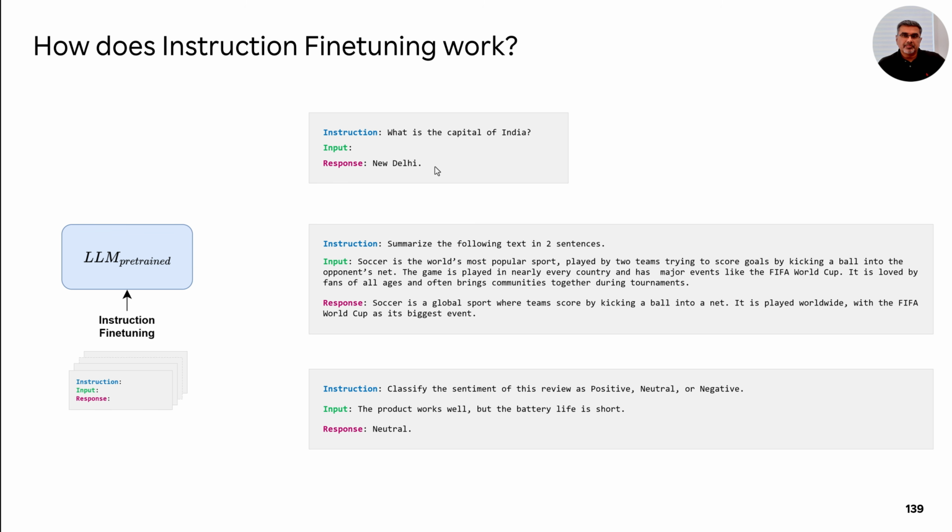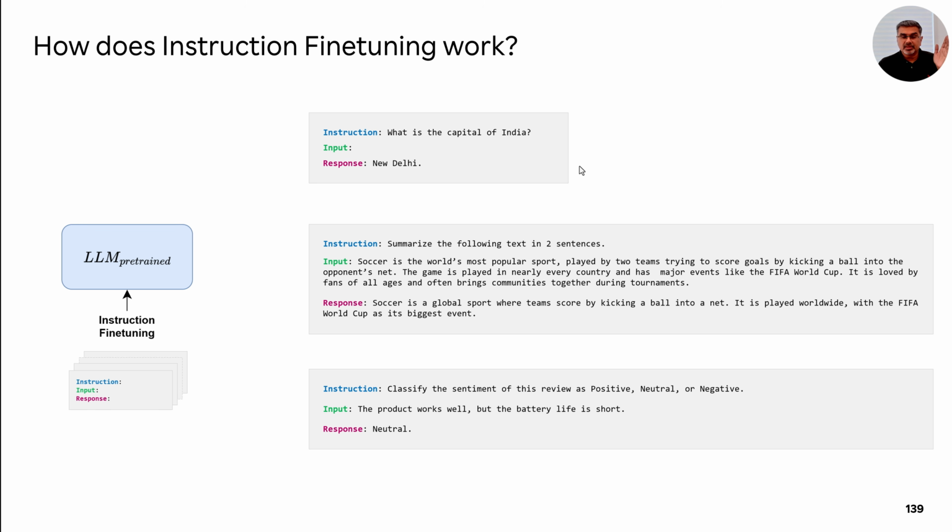Or instructions can be more complicated, things like summarize the following text in 2 sentences, and the input will be this entire big blob of text, and for the response you'll show the human-generated summary for this huge blob of text. Because the instruction says in 2 sentences, you would just give 2 sentences in your response. Or the instruction could be classify the sentiment of this review as positive, neutral, or negative, and you give it a review and then provide a response. So again, as you can see, the idea here is that you are exposing your large language model to how a question needs to be answered. This is how the human wants it. Alignment between the question and its response should be in this format.